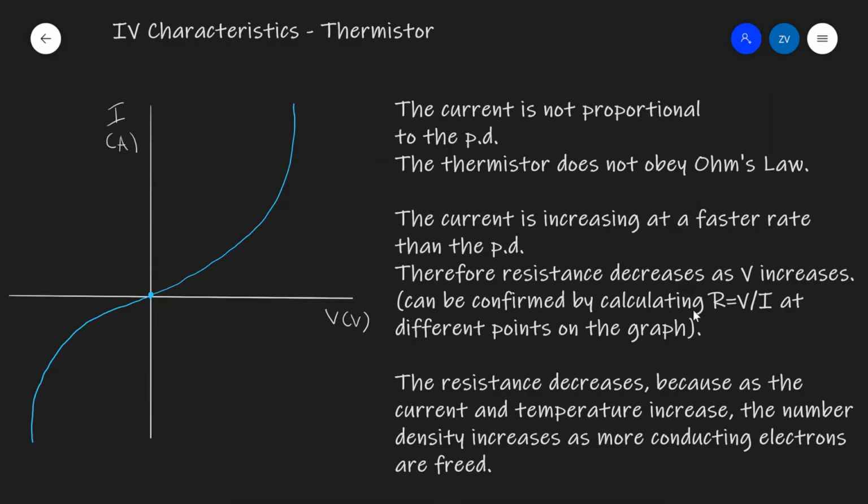Therefore, the resistance will be decreasing because I is going to be increasing at a faster rate compared to the PD. So this is opposite to the IV characteristics of a filament lamp. We could also confirm that the resistance is decreasing simply by sampling a few points and calculating the resistance on them. The resistance will be decreasing because as the current and the temperature increase, the number density increases, so there are going to be more conducting electrons, and if there are more conducting electrons, the resistance will be going down and the current will be increasing.